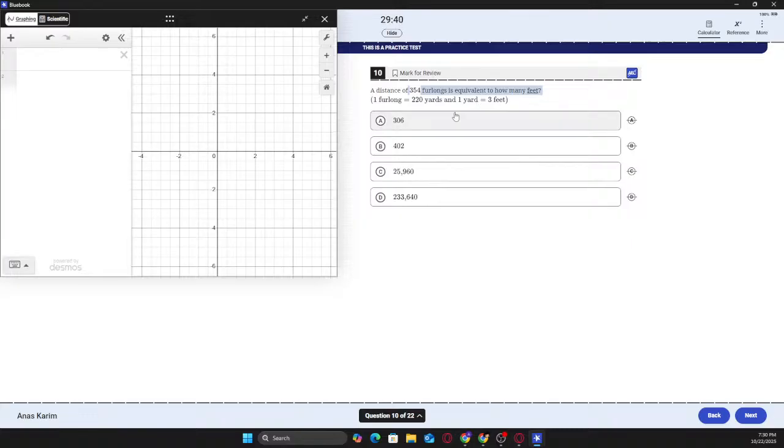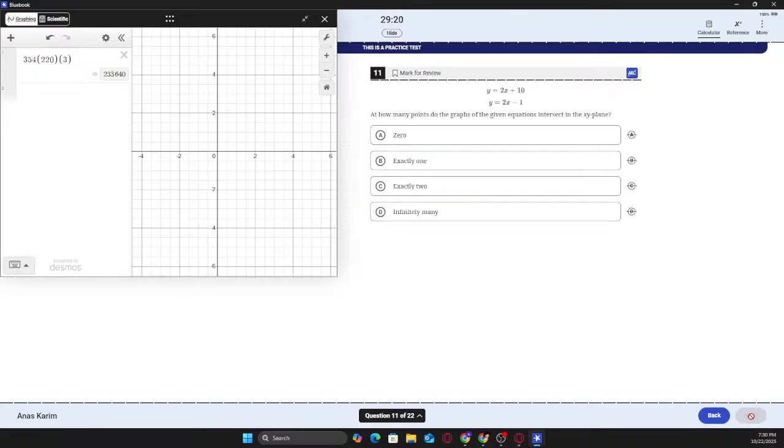A distance of 354 furlongs is equivalent to how many feet? So 1 furlong is 220 yards, and 1 yard is 3 feet. So we can just do 354 times 220 times 3. So we're just given this long number.